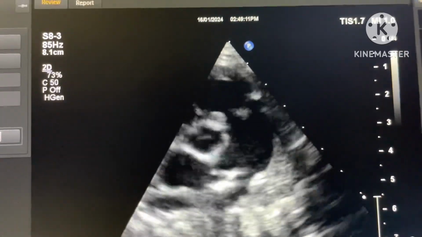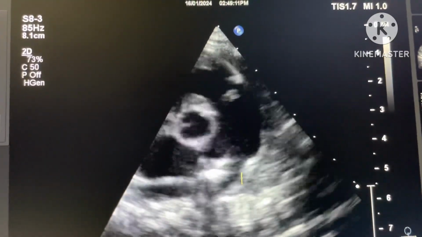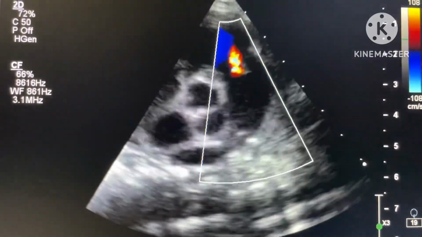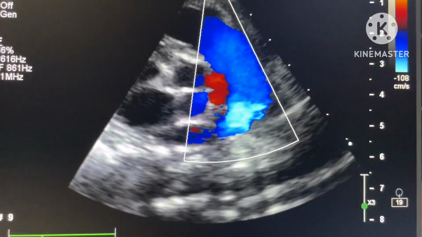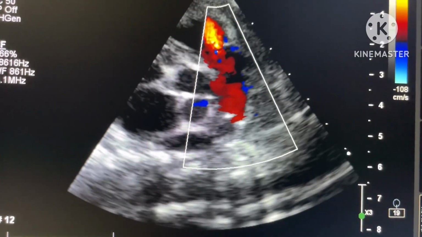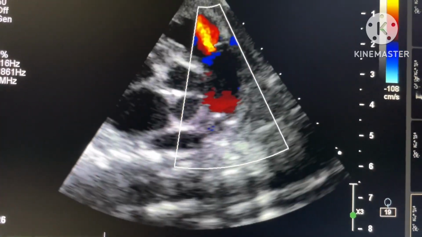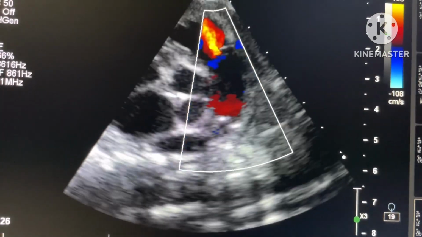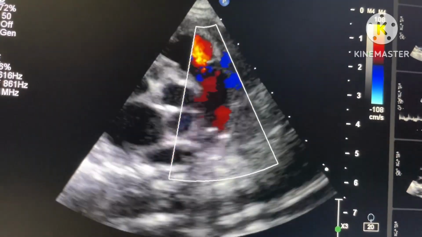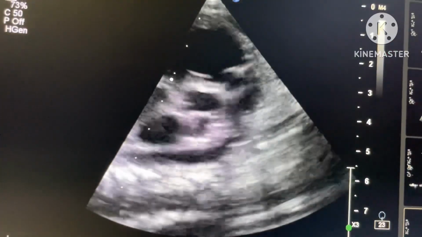In this image, you can see this is thoracic aorta and this is PDA. This is main pulmonary artery. In this image you can see this is blue. Blue means flow is from pulmonary artery into aorta. The red means flow from aorta into pulmonary artery. So you can see blue and red alternatively, indicating bidirectional flow. Again the same thing, bidirectional flow.